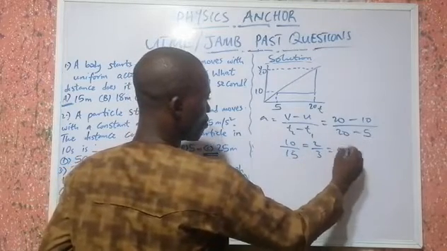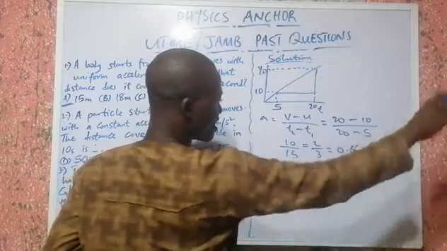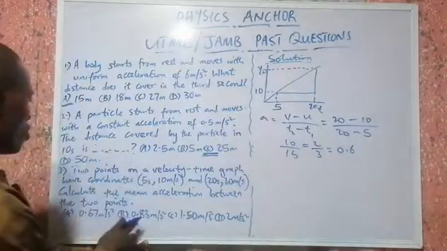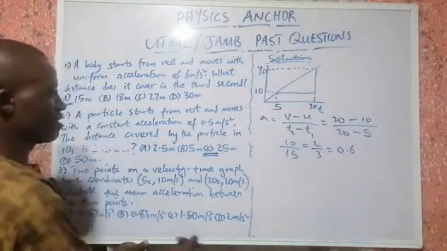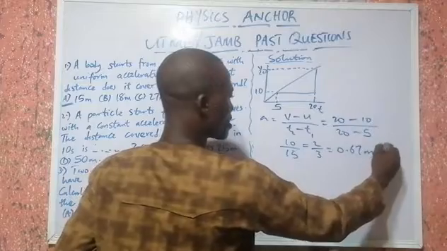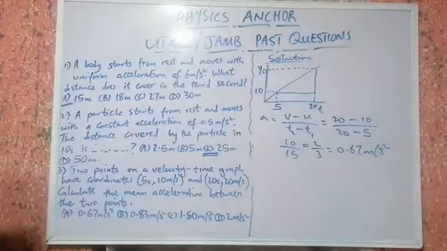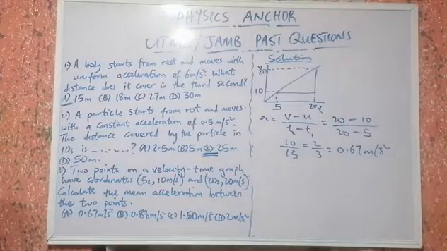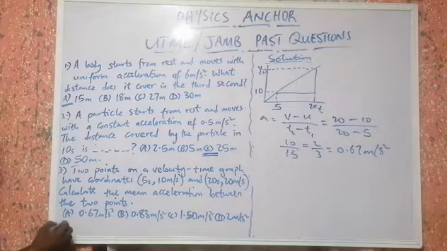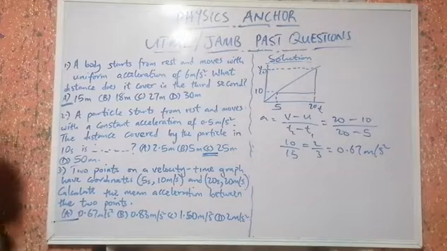That will give me 0.666666. So I can take it, look at the options. They did everything to 2 decimal places, so it will just be 0.67 meter per second squared. So let's check the options. Option A is the correct answer, 0.67 meter per second squared.